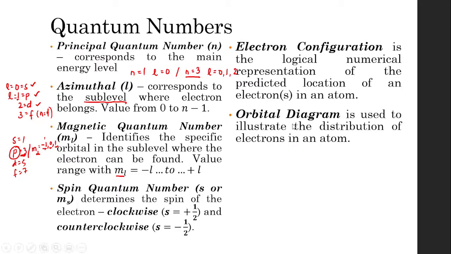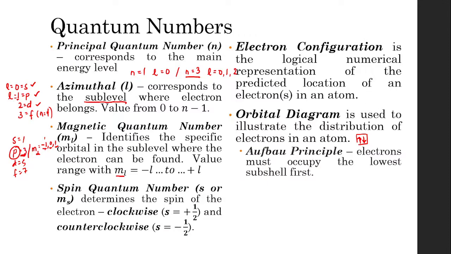And then we have what we call the orbital diagram, which is what we use to illustrate the distribution of the electrons in each of the orbitals. The orbital diagram is basically the one that I showed you, wherein you would have a situation like this. For electrons that are spinning up or clockwise, we use the arrow pointing up. For electrons spinning counterclockwise, we use the arrow pointing down.